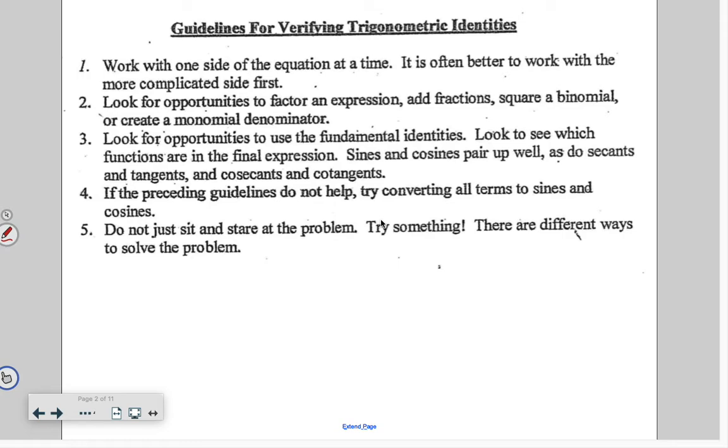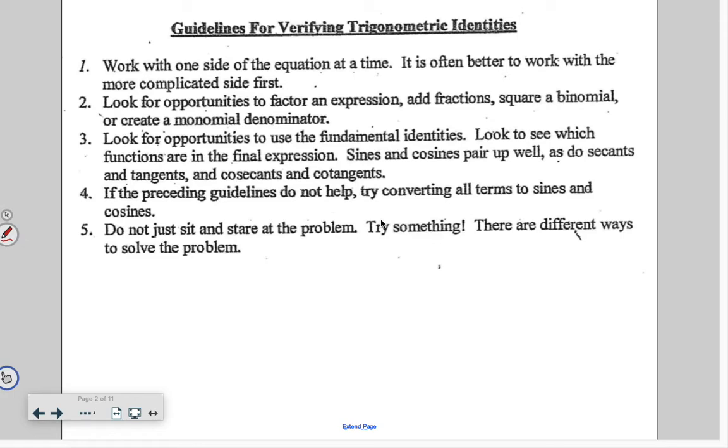Okay? Number two, if you take a look, this is what we've been talking about the last few days. Look for opportunities to factor, add fractions, so common denominator, square a binomial, create a monomial, algebra. I've been talking about you got to see the algebra. That's basically step two. Number three, look for opportunities to use fundamental identities. You're now starting to get familiar with some of these identities. So look for those opportunities of, I think that's an identity. Let me make a substitution.